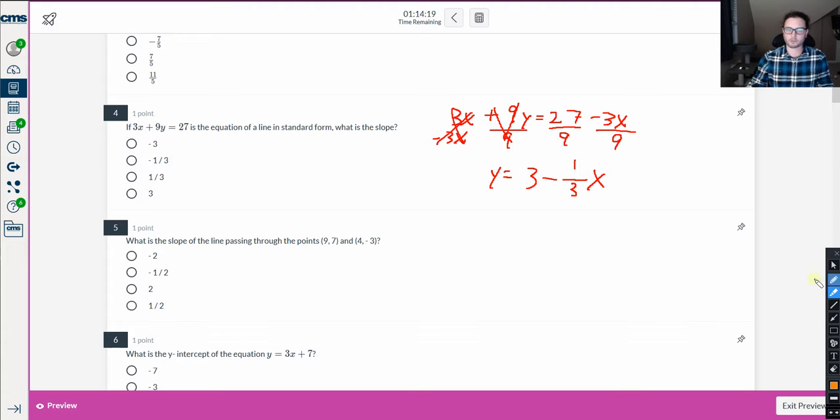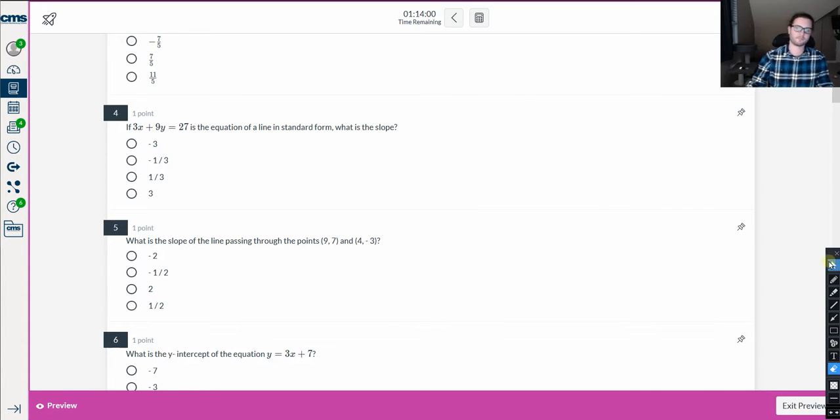If you weren't too sure about that, you could have rewritten or reordered it, so that way we have y equals negative 1/3 x plus 3. Either way, no matter what you do, this right here would have been the slope, and it was negative 1/3. So that's going to be it for number 4.